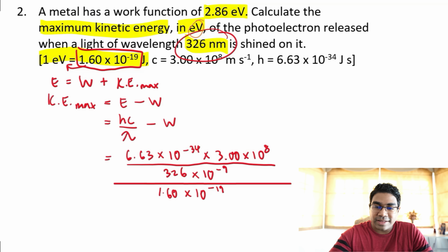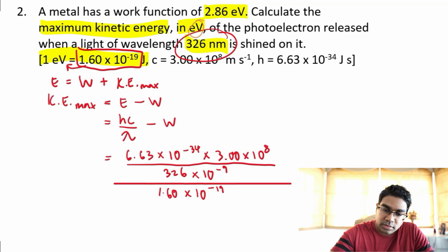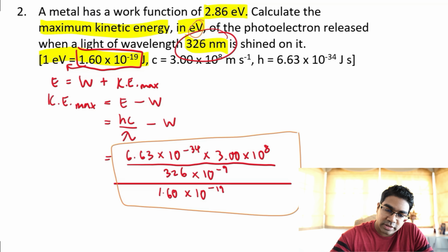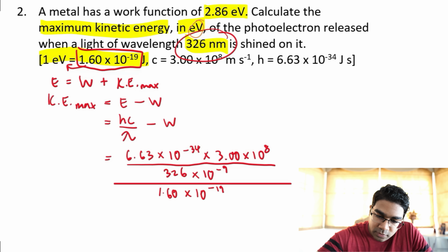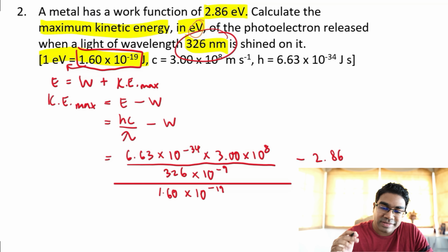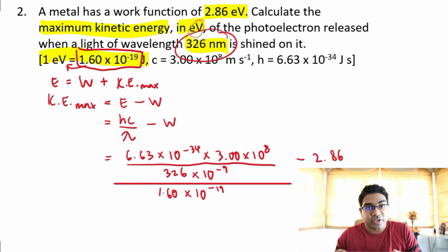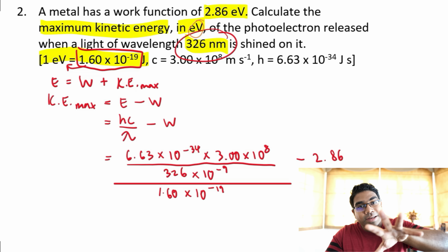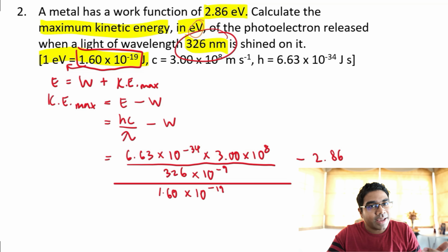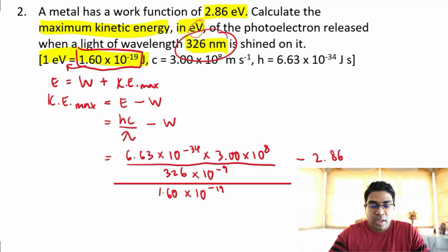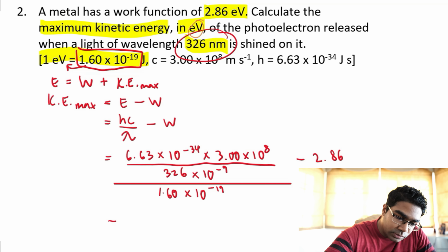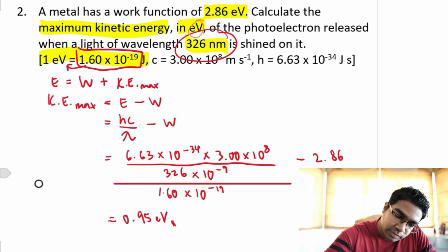Now this new answer will be in electron volts, and we can subtract the work function in electron volts as well. So minus 2.86. Now they are the same unit, so we can perform this operation. Alternatively, you could have converted the work function to joules and then in the end convert back to electron volts, but that's just a longer way, but it's not wrong. So the answer here is 0.95 electron volts.